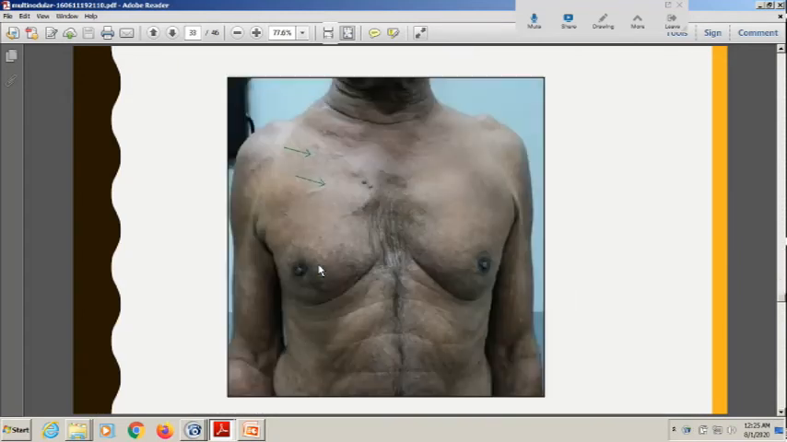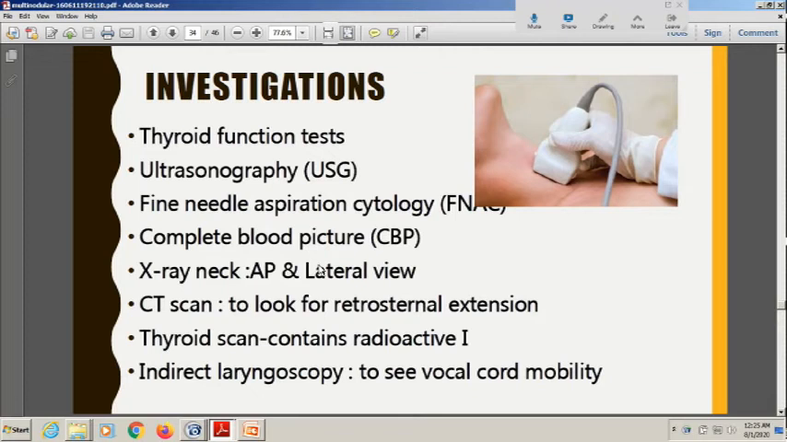Now the investigations. After clinical examination, if there is a mass in the anterior aspect of the neck, and we find it is a thyroid swelling, we have to further investigate the patient. First thing is your TFT. TFT is your thyroid function test, which will tell whether the patient is in a euthyroid stage, hyperthyroidism stage or hypothyroidism stage. Now the next thing is your ultrasonography.